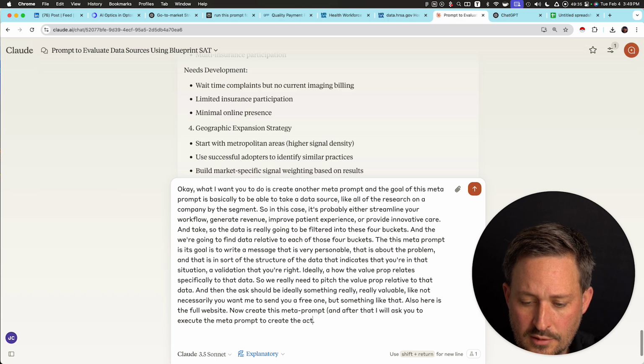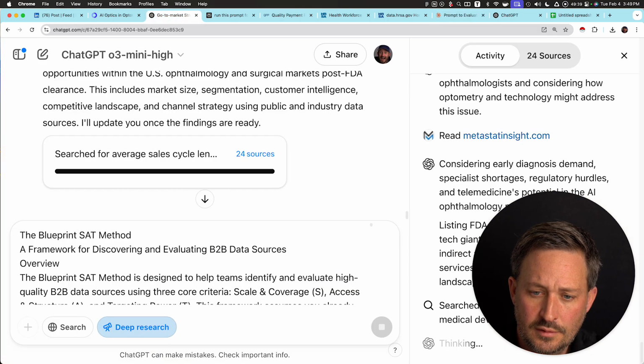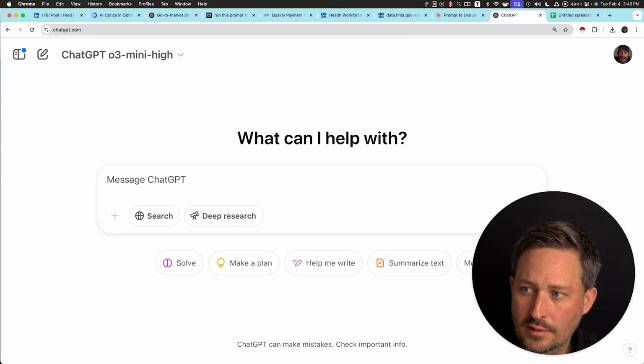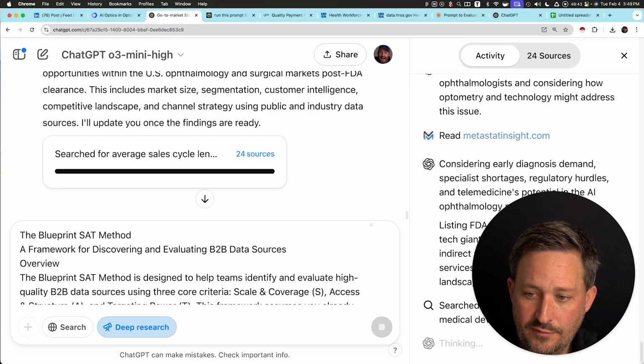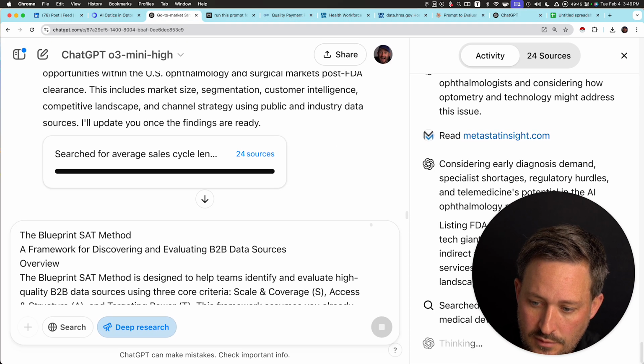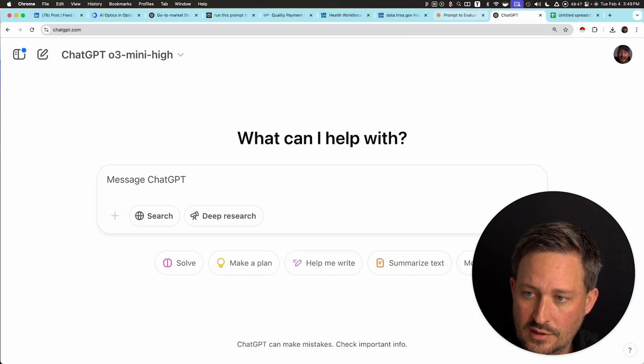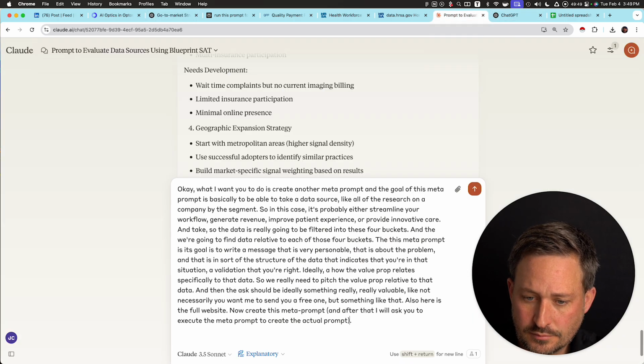To create the actual prompt. Let's see, wow, this is really going. It's taking a long time. I have a feeling this is going to time out. It's still thinking. ChatGPT is going to time out for sure.